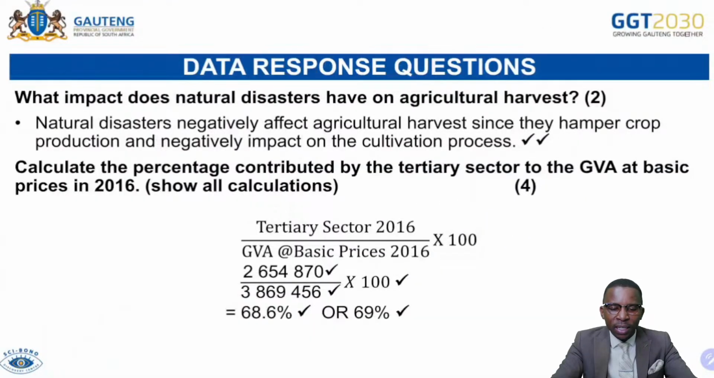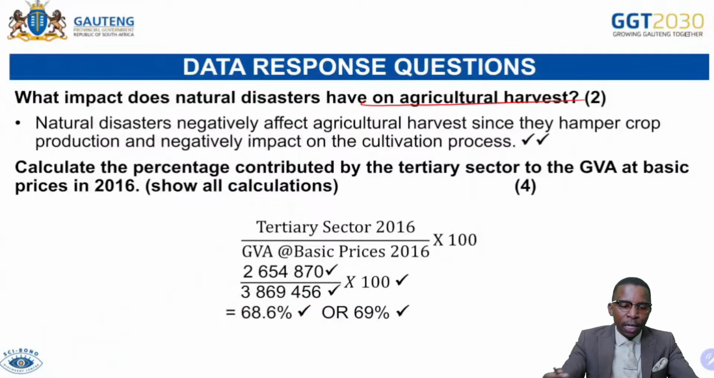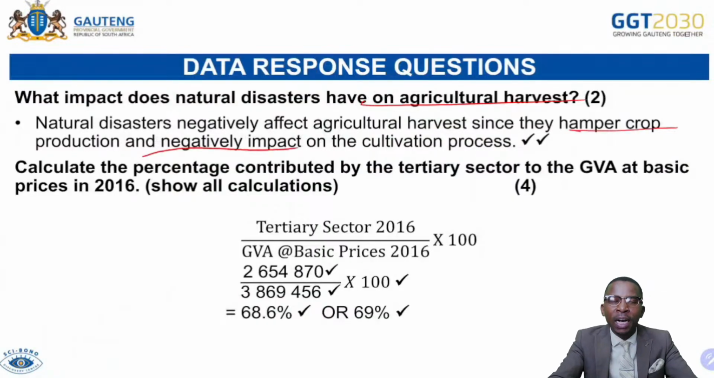What impact do natural disasters have on agricultural harvest? If ever there are natural disasters, how does that affect the harvest under agriculture? We're talking about the primary sector there. Natural disasters negatively affect agricultural harvest since they hamper crop production and negatively impact the cultivation process, which will lead to less harvest within the agricultural sector.